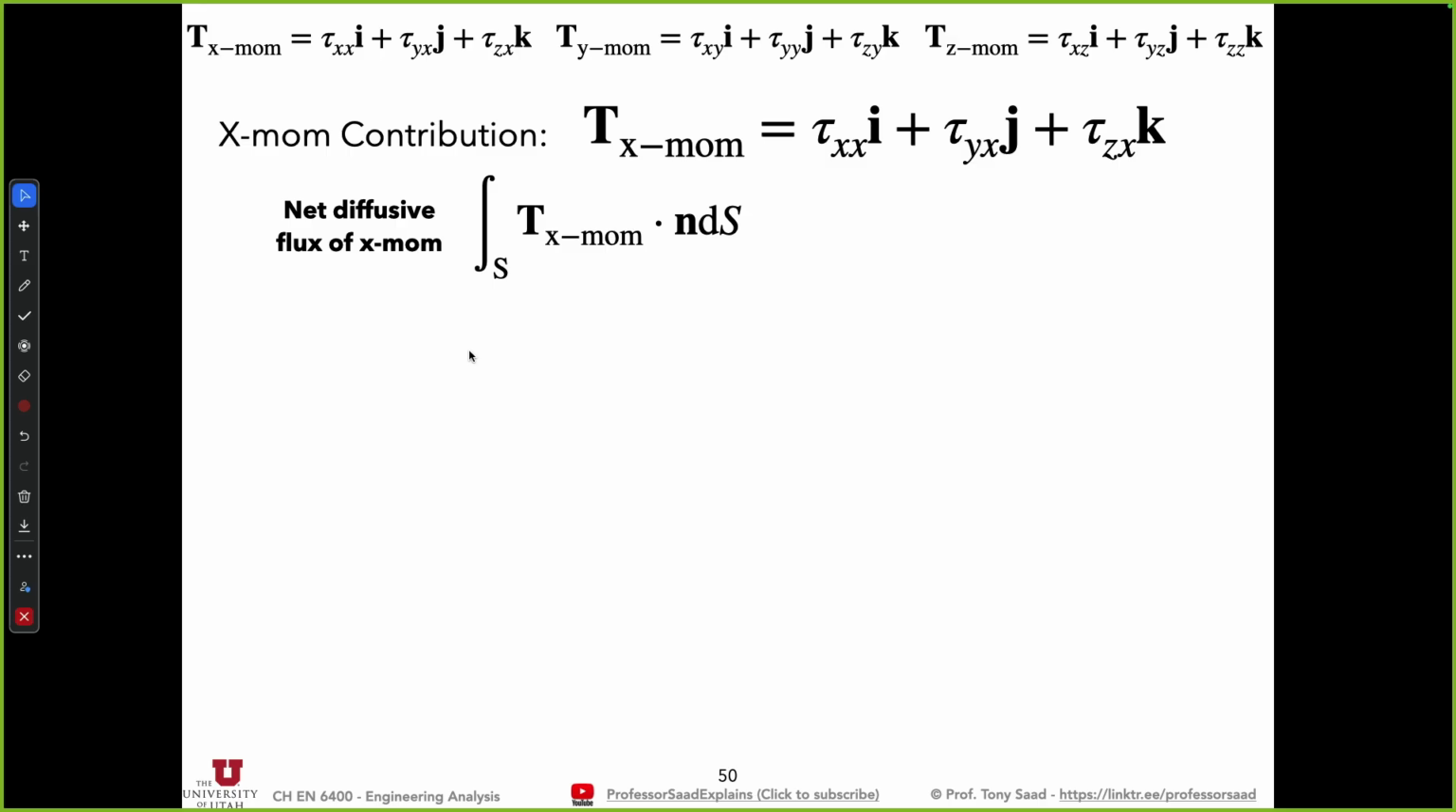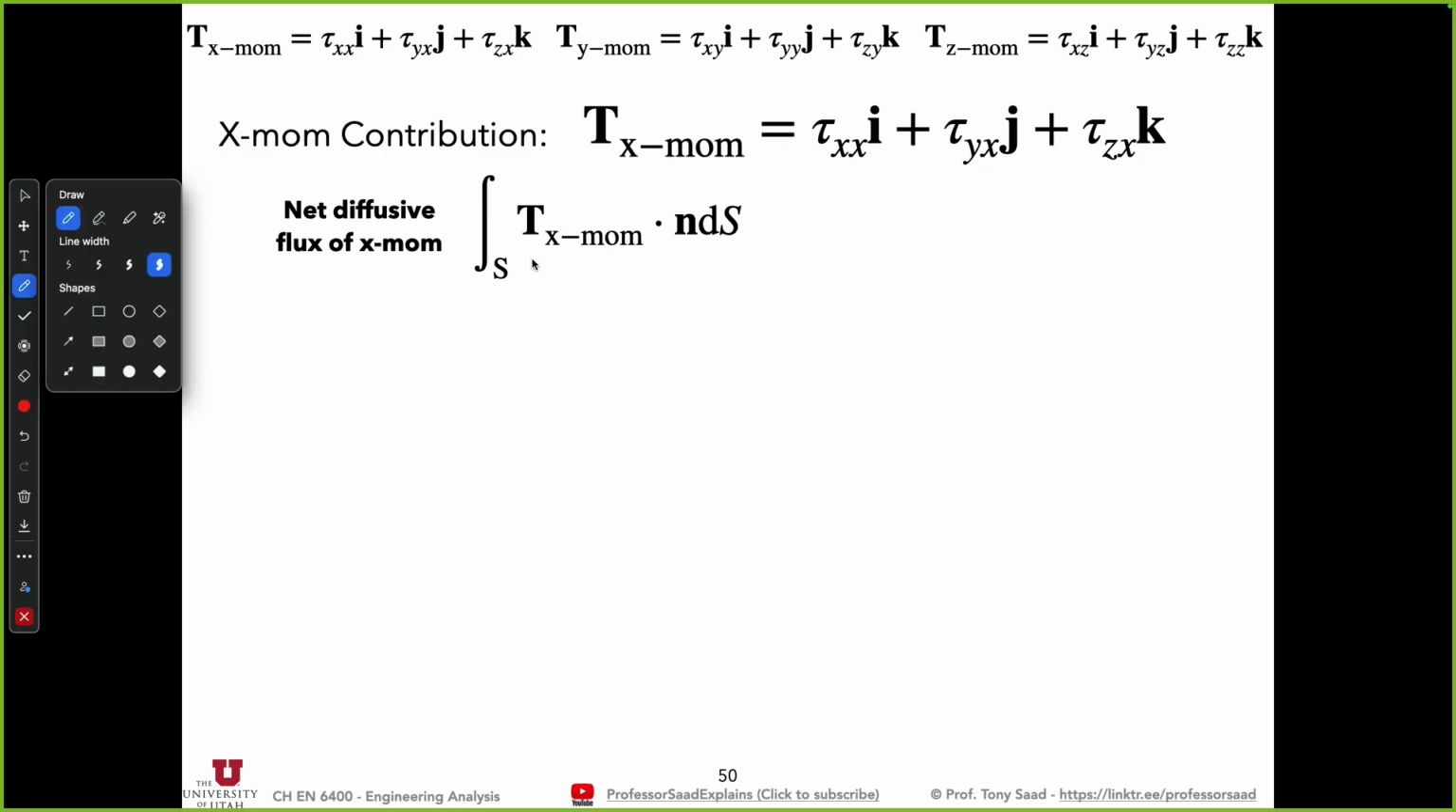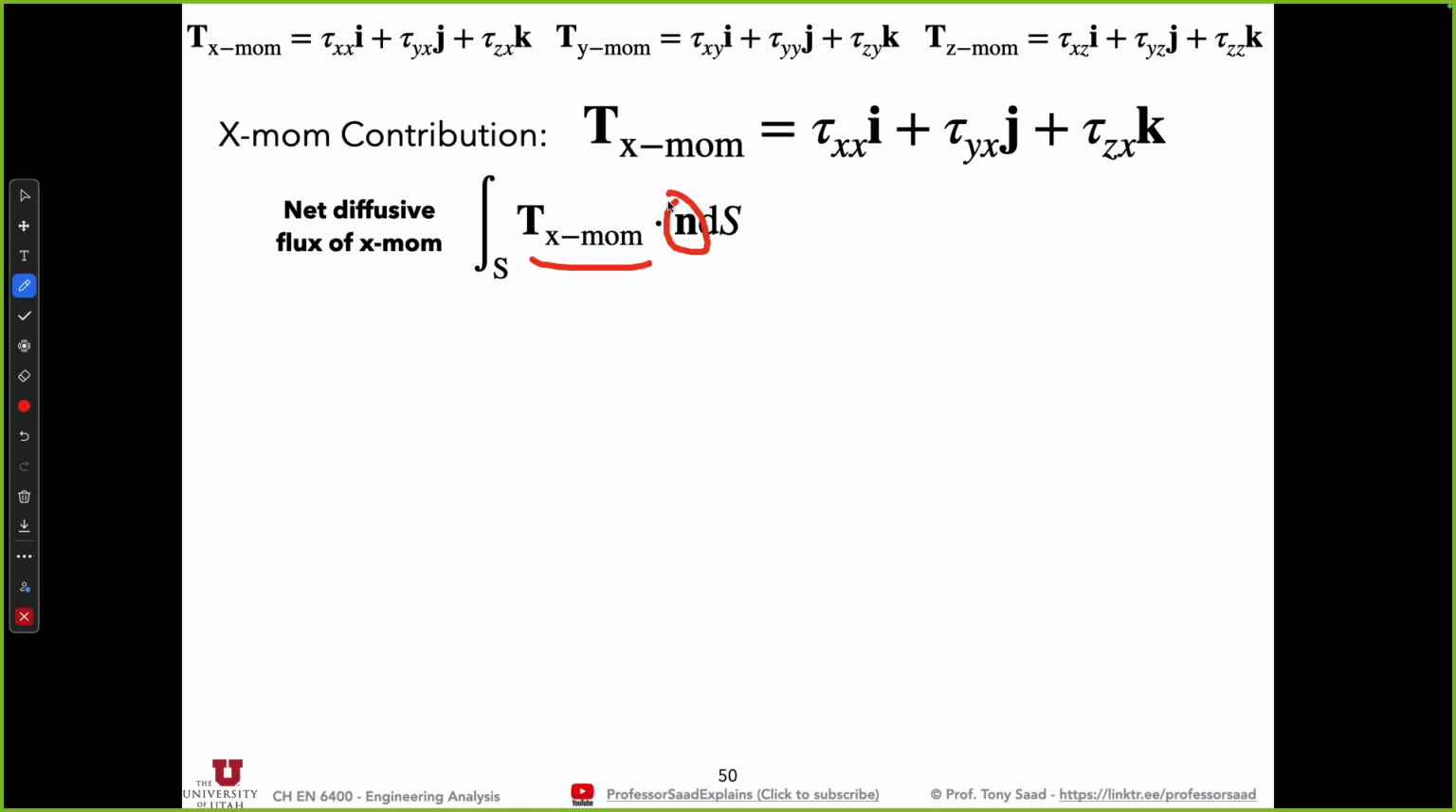Remember how we did that with the balance equation? With the advective flux, we had the integral of div of u rho u, div of rho v, etc. Same thing we need to do here for the diffusive flux. Remember, it was the integral of div j, or the integral of j dot n dS when we did the balance equation. Same thing here. To get the net contribution of the diffusive flux, we need to integrate it over the surface of the control volume. So for x mom, that's the integral of the x momentum diffusive flux dotted with the unit normal.